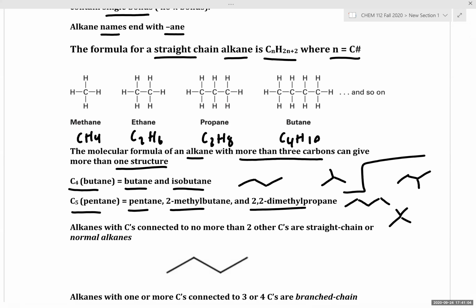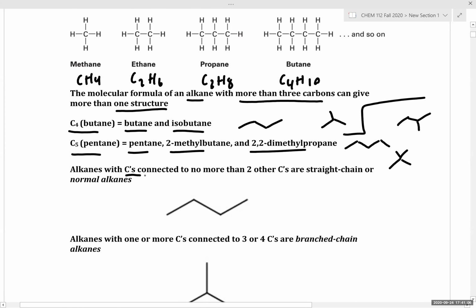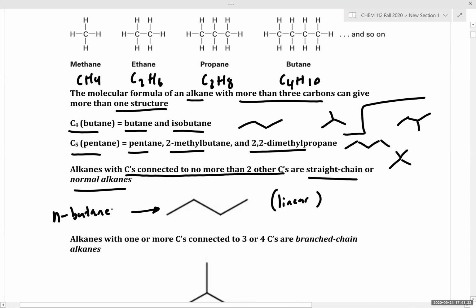So alkanes with carbons connected to no more than 2 other carbons are known as straight chain or normal alkanes. These can also be called linear alkanes. So for example, we call this chain here n-butane. And we'll talk about where we got the butane in a moment. It's based on the number of carbons.